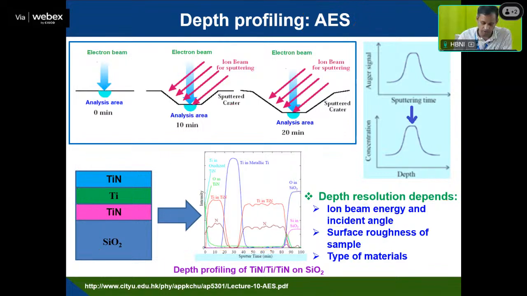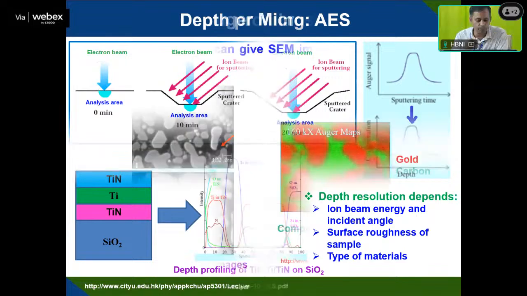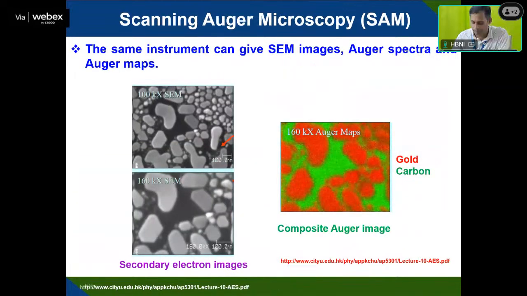So you are able to show the depth analysis, and you can combine scanning Auger electron microscopy with an SEM image. You can see here is the SEM image of the particular material, and the same material you can see color coded by using a composite Auger image. Combined with Auger, you are able to see the gold and carbon here, how the two are distributed. So the same instrument can give Auger spectra and Auger mapping. So I'm able to see those types of structures.